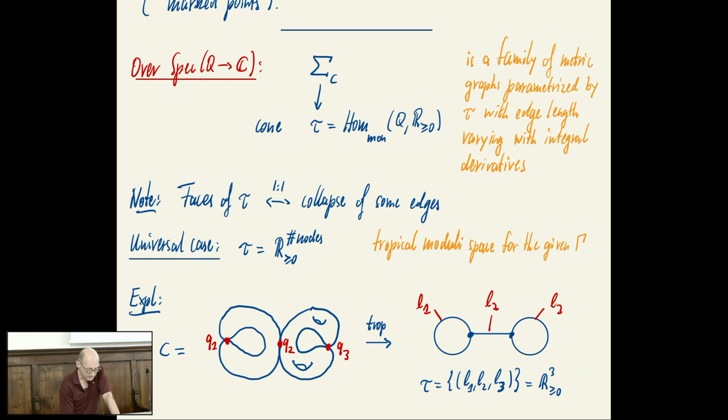And then these 2 components here are self-intersecting. That means there's an edge going to itself. But it still has a length. Okay, so the universal tau I was talking about before would just be R^3 larger or equal 0 in this case. Okay, and it just varies these things independently.